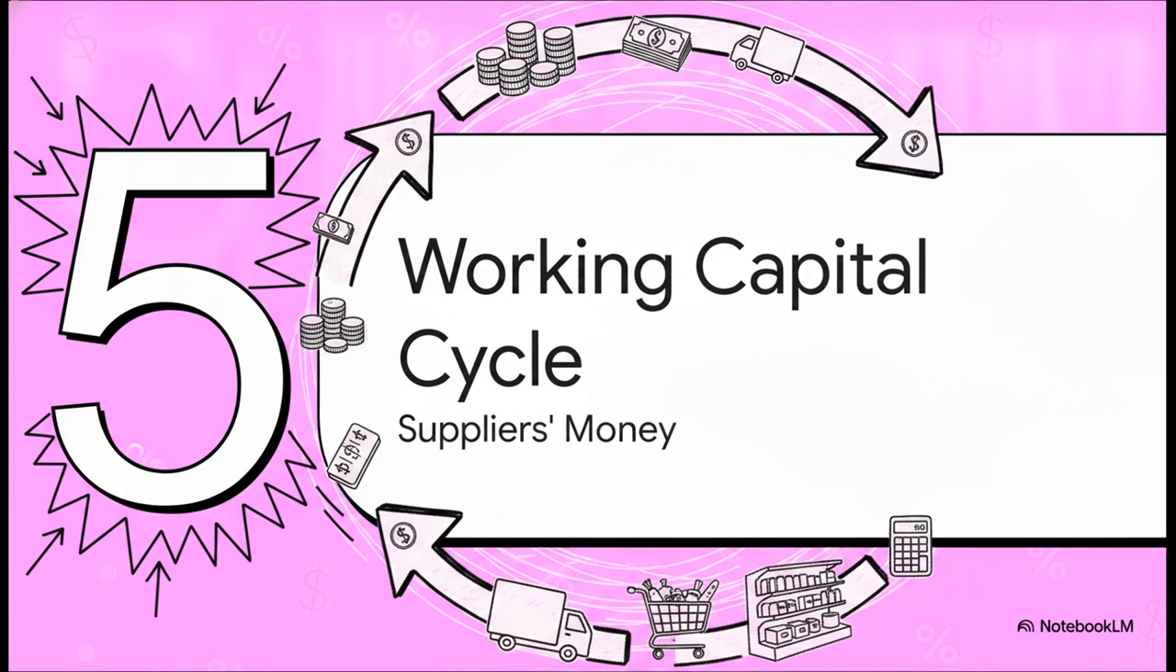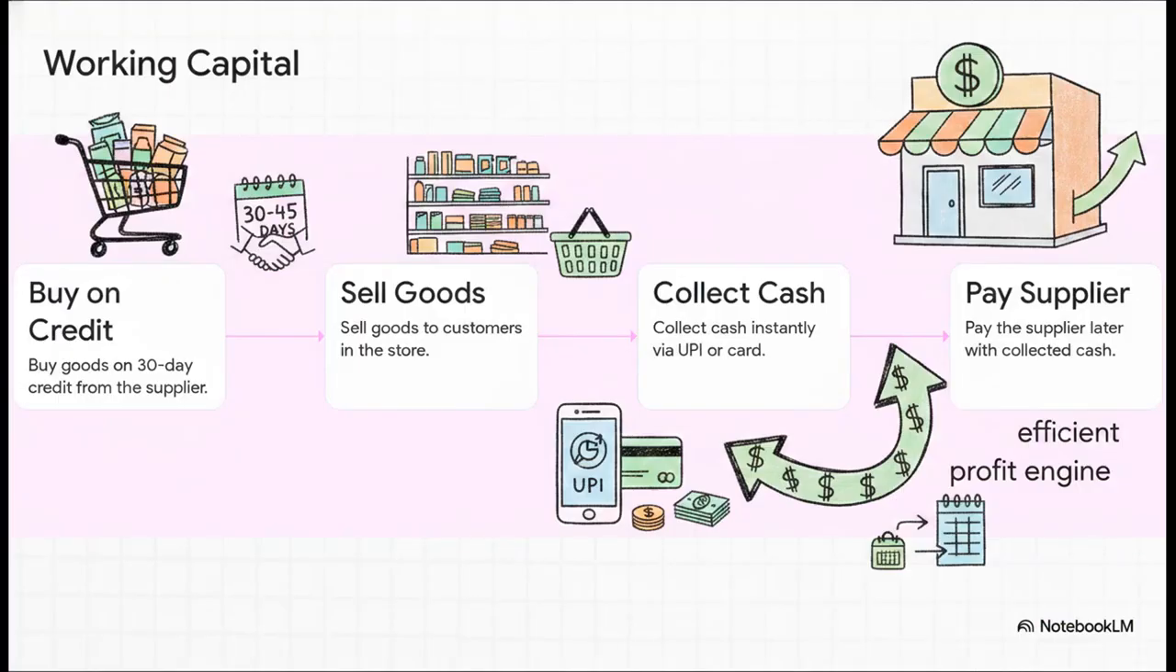Which brings us to Section 5, the working capital cycle. This is all about running on suppliers' money. We've arrived at the climax of our deconstruction here. This is the real magic of how supermarkets brilliantly manage their cash flow. Let's map out this cycle step by step.